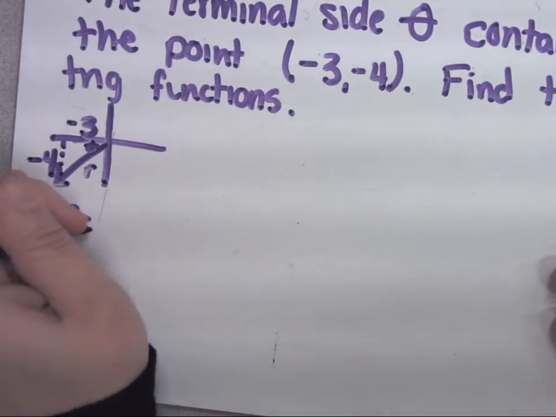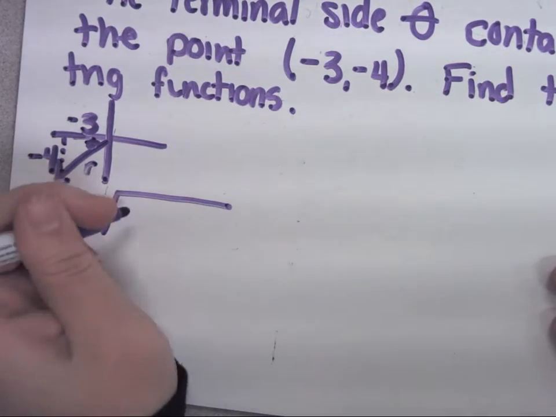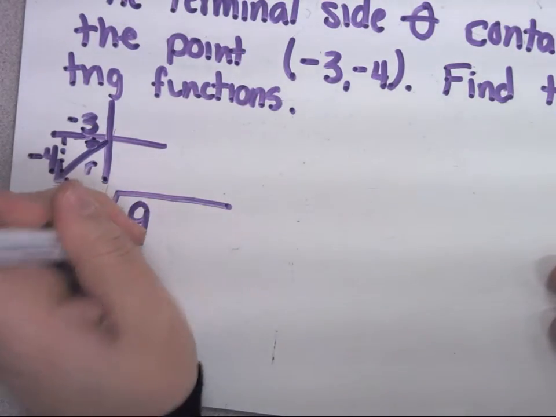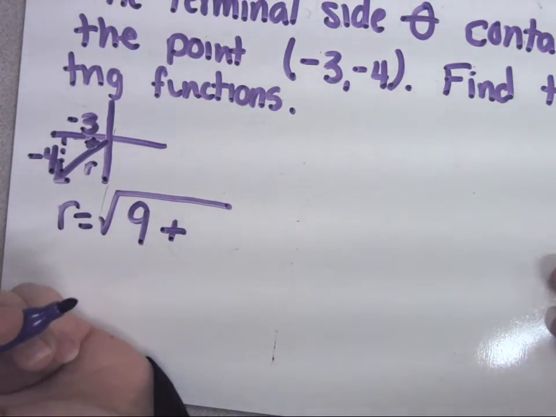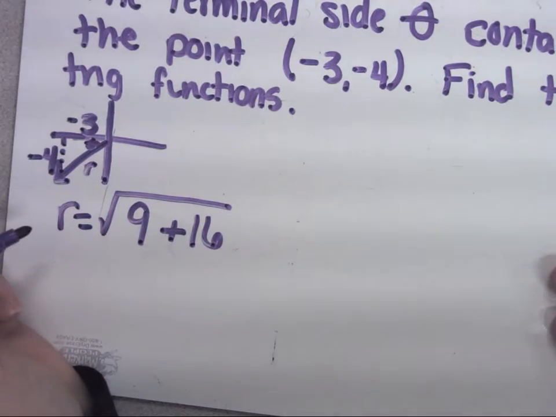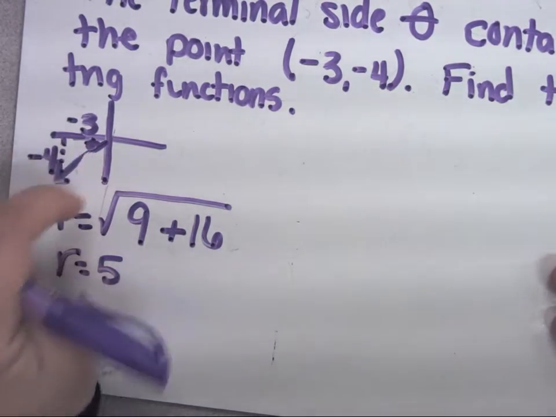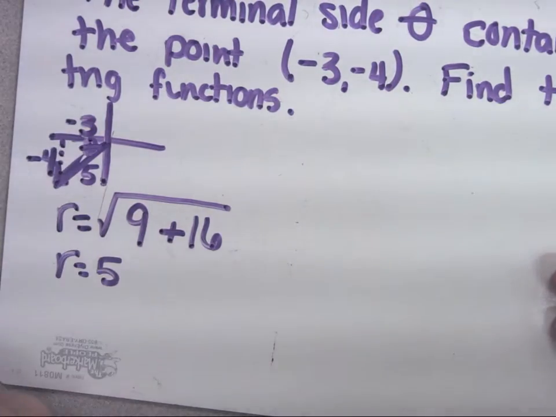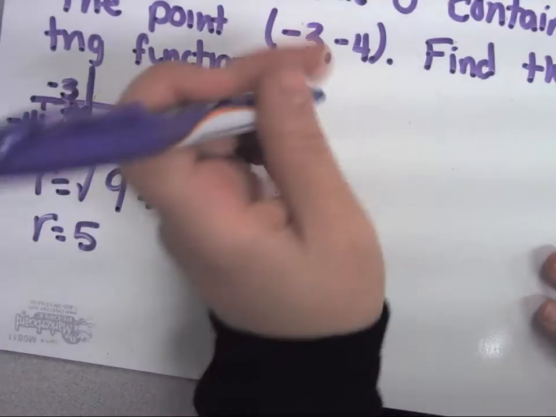Okay, r equals the square root of x squared. What is x squared? 9 plus 16. What's 9 plus 16? What's the square root of 25? 5. So I would have the picture. The pictures help a lot. So then, can you make your 6 trig functions?